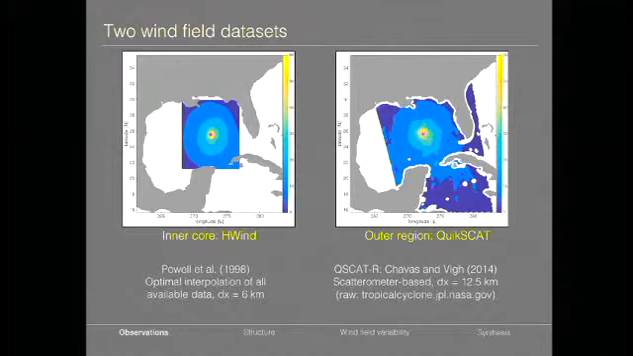It's a scatterometer-based data set that has a 12.5 kilometer horizontal resolution, where the satellite is shooting radiation to the surface and looking at its reflection based on small-scale capillary waves. That tells you something about the wind speed near the surface. And this is a product out of NASA JPL.